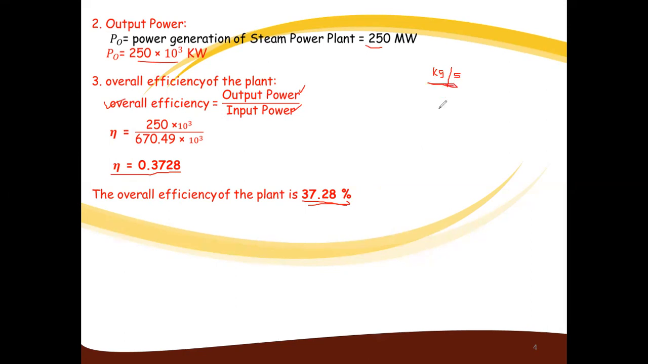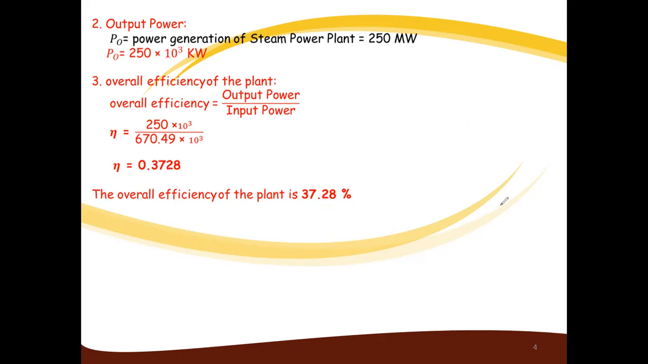Similarly, we have calorific value. The calorific value should also be in kilojoule per kg, this is compulsory. So that the multiplication becomes kilojoule per second. So mass into calorific value becomes kilowatt. So for kg per second, this unit conversion has to be done. That was the first problem.